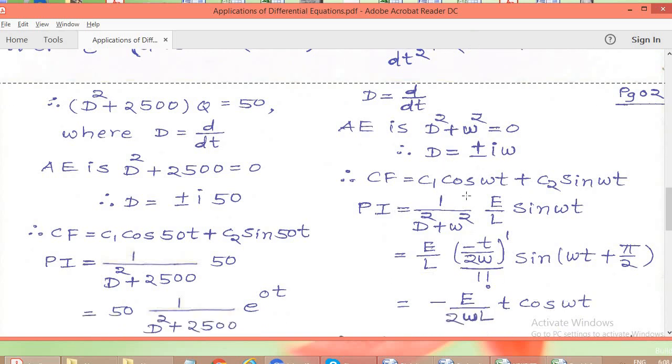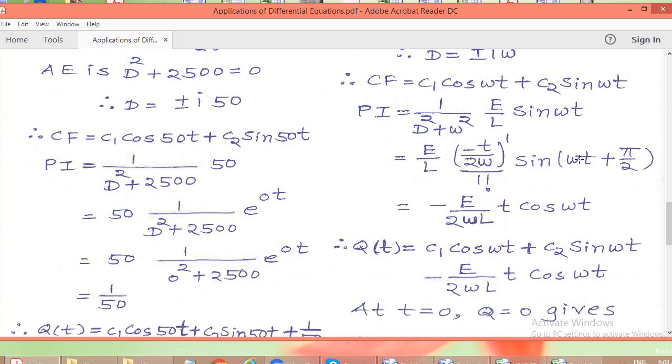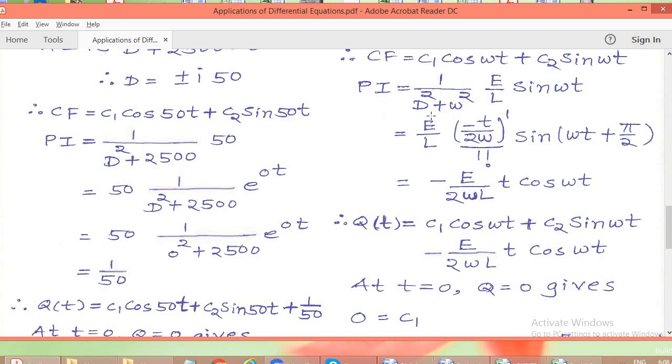The complementary function is c1 cos omega t plus c2 sin omega t, and the particular integral, that is q, is equal to 1 upon D squared plus omega squared operated on E by L times sin of omega t. E by L is constant. Now if we try to replace D squared by minus omega squared, this denominator becomes 0, so this is a case of failure.